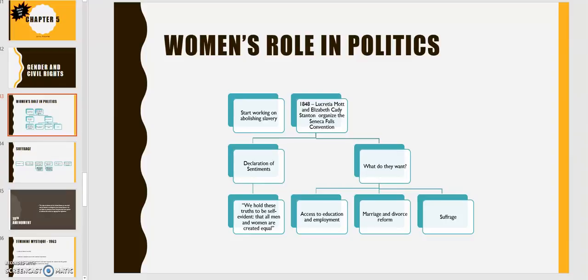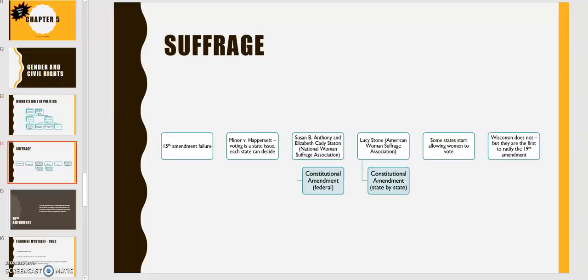They would like access to education and employment. They want marriage and divorce reform, and they want suffrage. And if you don't know, suffrage is the right to vote.